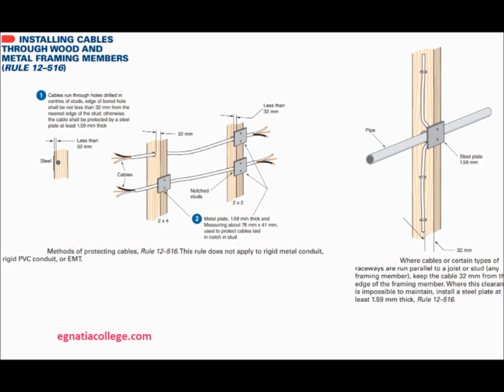This additional protection is not required when the raceway is rigid metal conduit, rigid PVC conduit, or EMT. The logic is similar to the exception that permits non-metallic sheathed cable to be fished between outlets without requiring supports, as stated in Rule 12-520.